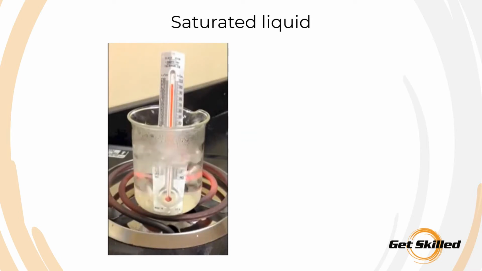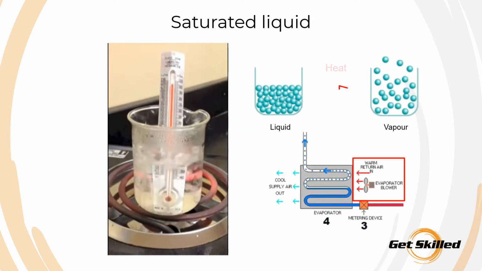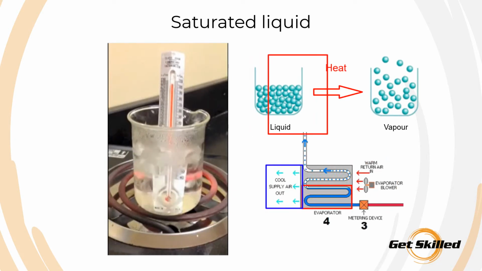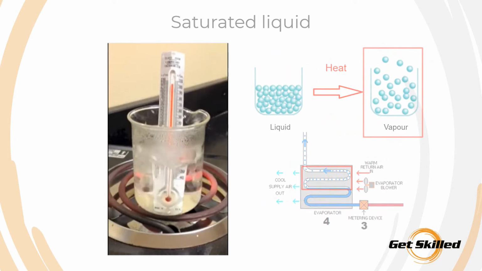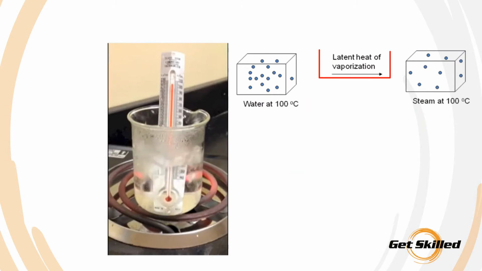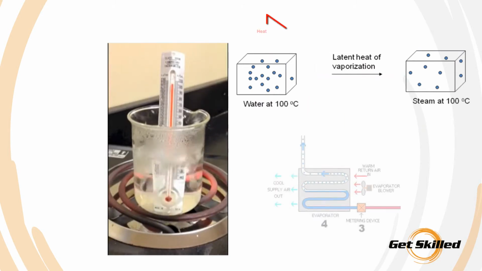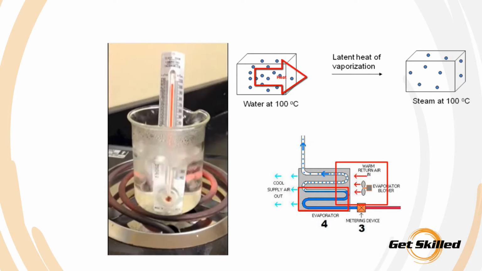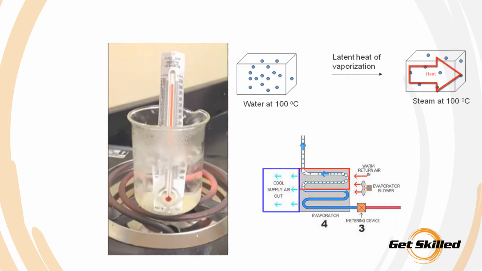A saturated liquid is a liquid at its boiling point, and the addition of any heat will cause the liquid to change state into a vapor. This is called the latent heat of vaporization. The liquid absorbs heat, causing it to change state into a vapor.